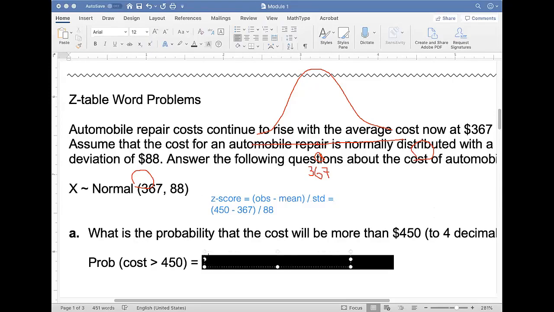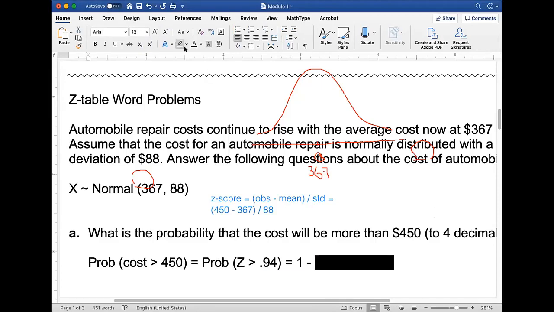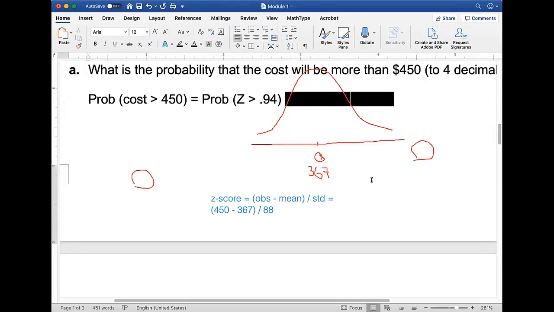I've already done that, and let's see what answer we got. You should calculate that. I was able to calculate that one, and it is 0.94. So let's go back to the graph we were drawing.